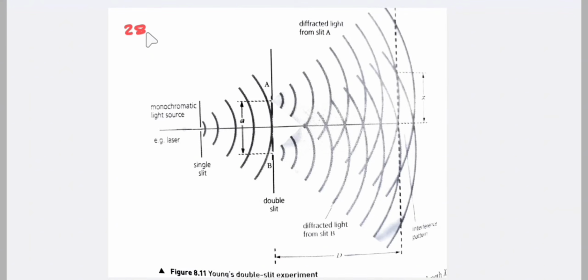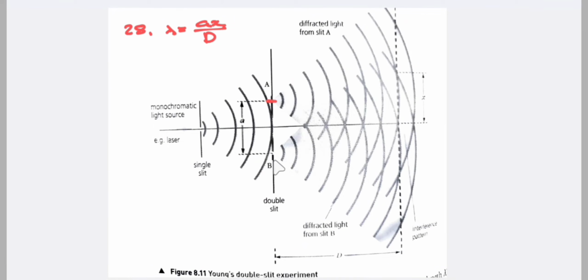Number 28. First of all, the question is related to the double slit experiment. So this is the double slit experiment, and we need to use the formula lambda is equal to ax by d. Here, what is lambda? Lambda is just the wavelength of the wave, and so lambda is equal to ax by d.